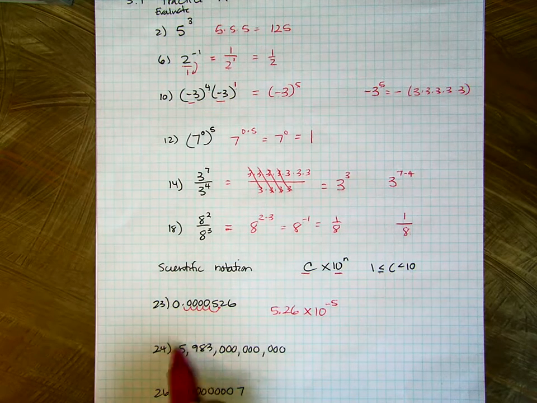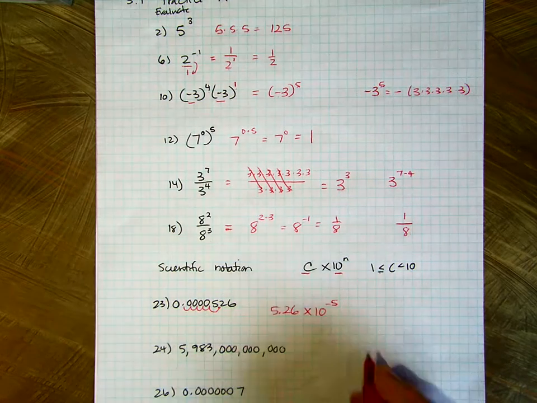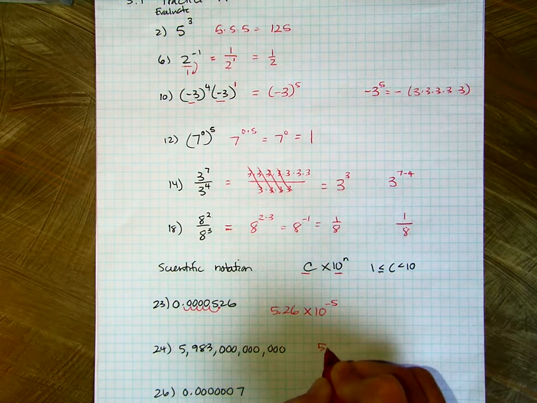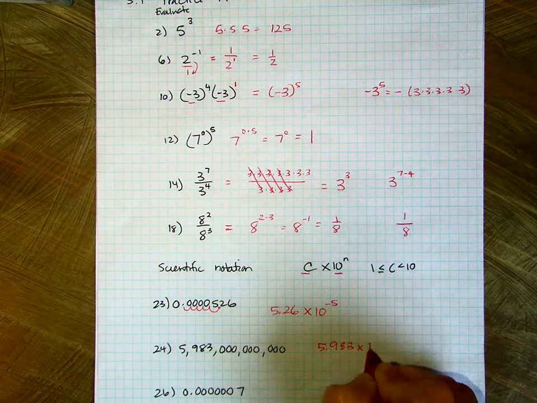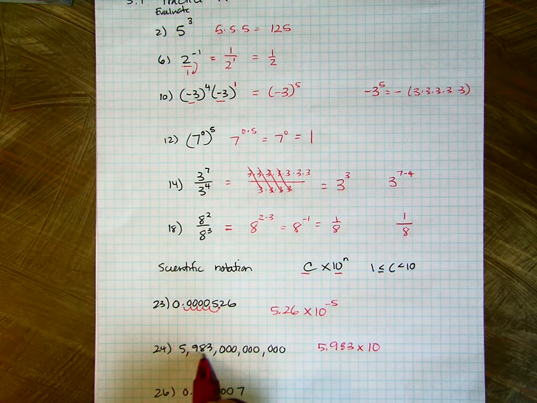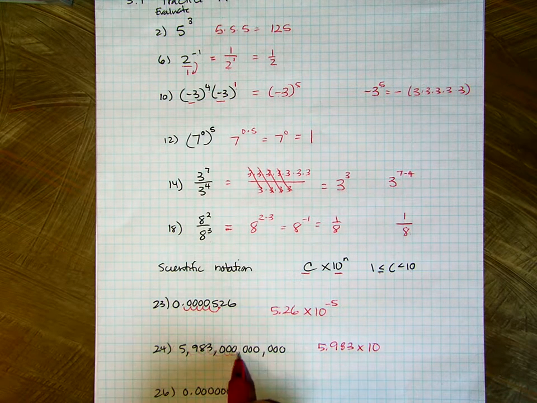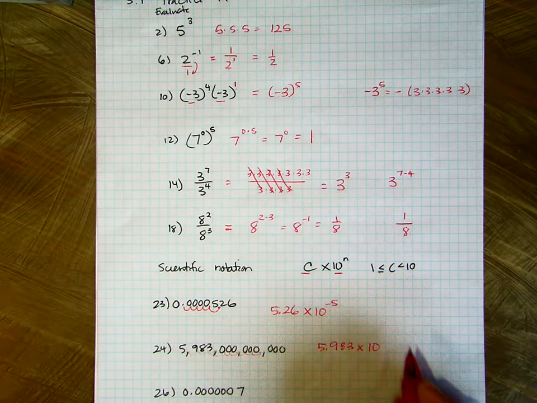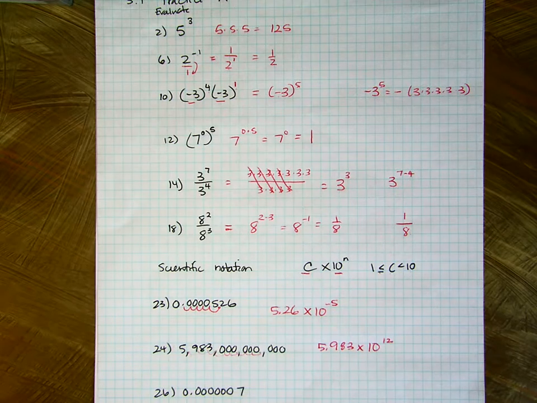Now in this case, again, what does my C have to be? It's going to have to be 5.983. And what do I need to tell the reader? Well, that decimal place really belongs 1, 2, 3, 4, 5, 6, 7, 8, 9, 10, 11, 12. Really belongs 12 places to the right.